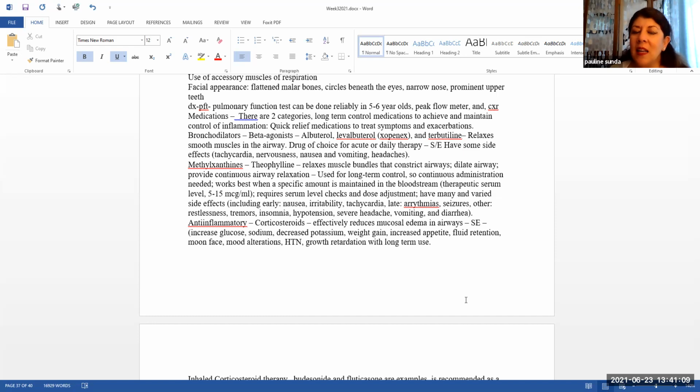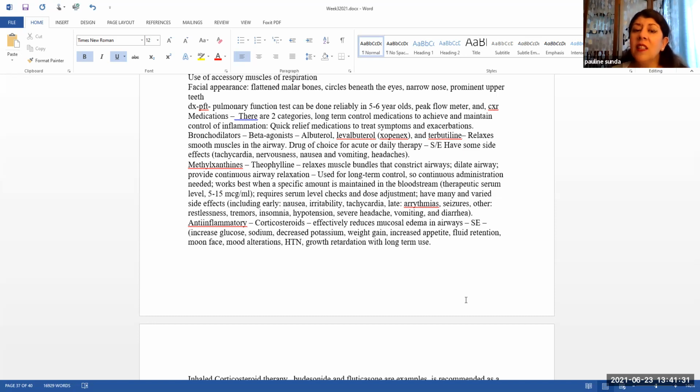Bronchodilators like your beta agonists, your albuterol, your levalbuterol, and your terbutaline, these relax smooth muscles in the airway, the drug of choice for acute or daily therapy. Side effects here include things like tachycardia, nervousness, nausea and vomiting, and headaches.